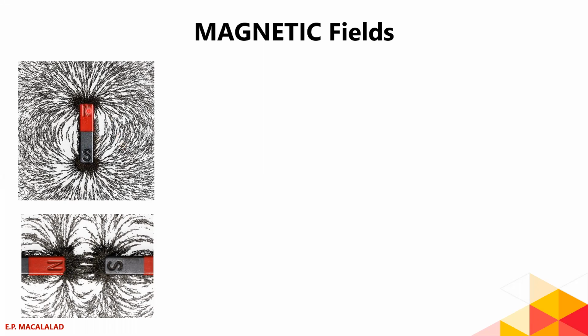For example, if you have a single bar magnet, it would look something like this. And if we oppose the north and south poles of bar magnets, it would look like this. If we draw the magnetic field configuration of these two sets of permanent magnets, it would look something like this.